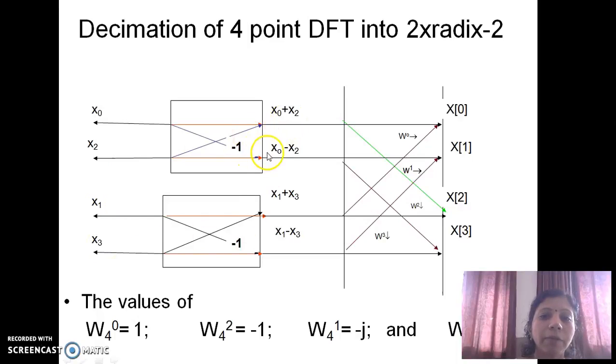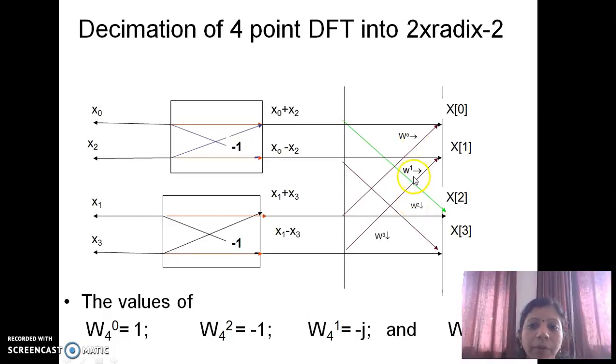After the first stage, we have x of 0 plus x of 2 and x of 0 minus x of 2. So x of 0 plus x of 2 means this x of 0 and this x of 2 get added, and this is minus 1, so x of 0 minus x of 2 is here at the output of the second point. Similarly, here we have x of 1 as it is, and x of 3 is added to x of 1. And here x of 1 is taken as it is, and x of 3 is subtracted from x of 1. In this way, we have the second stage of the DFT calculation.